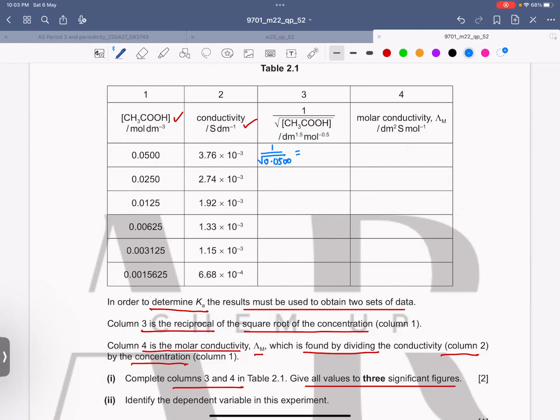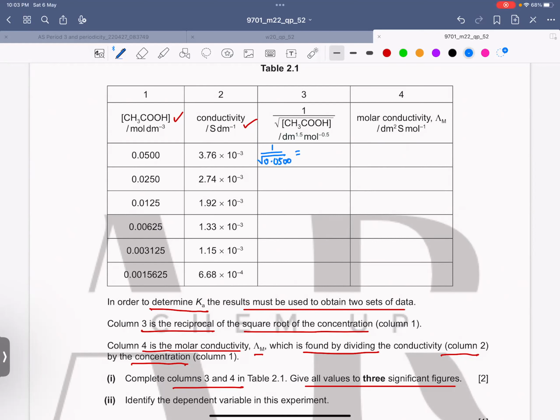8.94. Next. 12.6. Next. 17.9. Next. 25.3. Three significant figures.